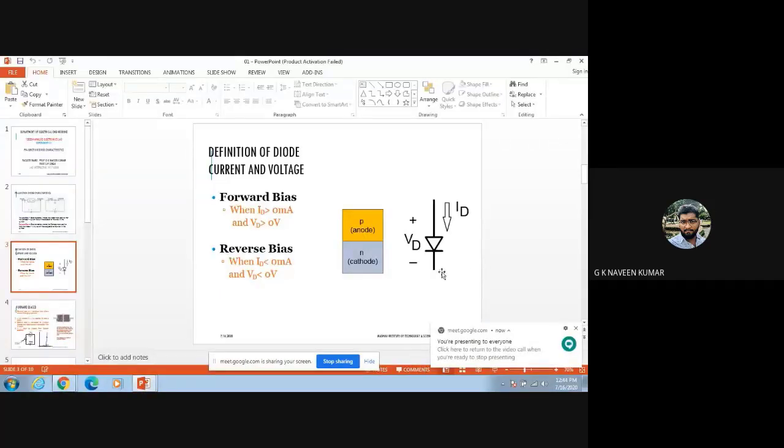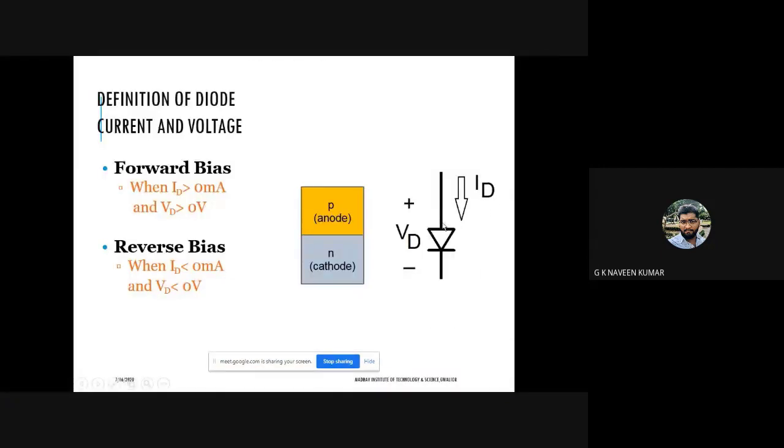Yeah. We'll be able to connect another screen here.